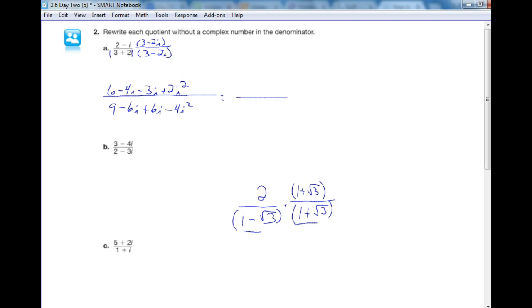Now I'm going to come to the top. I'm going to collect my like terms. I'm going to have 6 - 7i - 2, because that i squared is going to change my sign because it's a negative 1. Then I'm going to have on the bottom a 9. That minus 4i squared turns to a what? Plus 4. Still got more like terms I can put together in the top. I get 4 - 7i over 13.